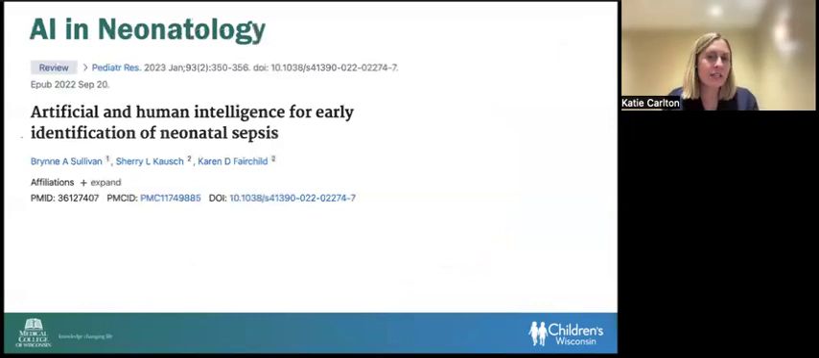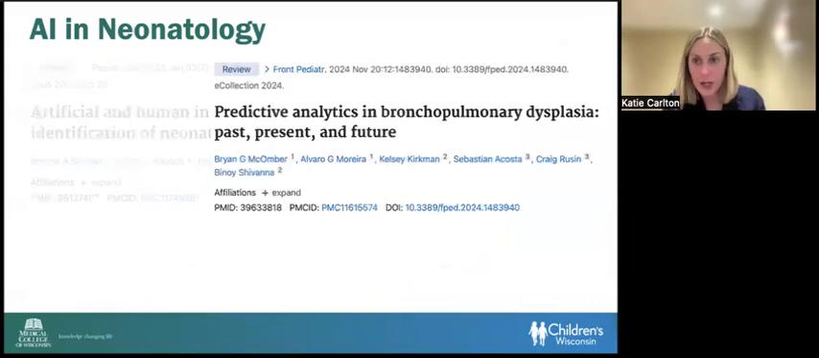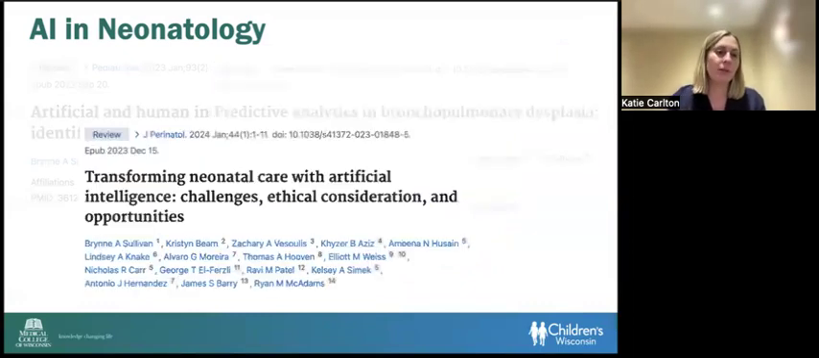And artificial intelligence in neonatology is really an emerging field. We are using it to look at sepsis identification, for example, in this article, predicting bronchopulmonary dysplasia in our patients, and then overall looking at ways that we can transform neonatal care.